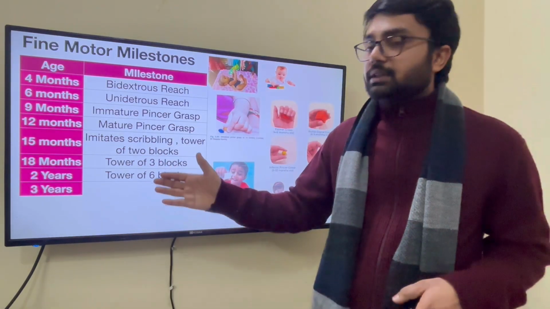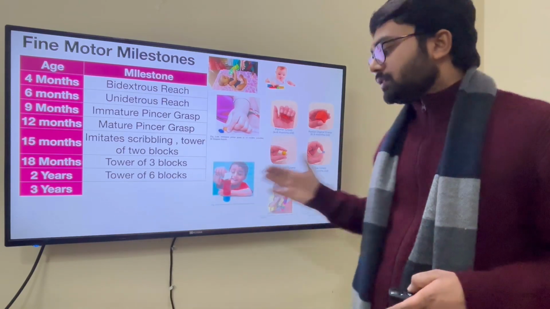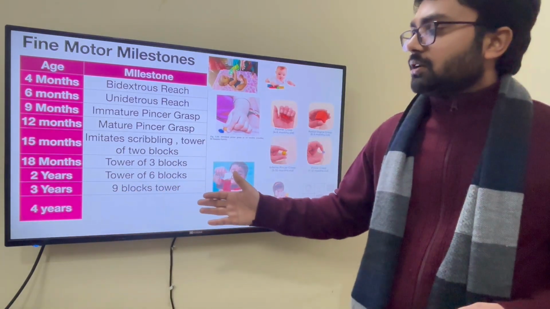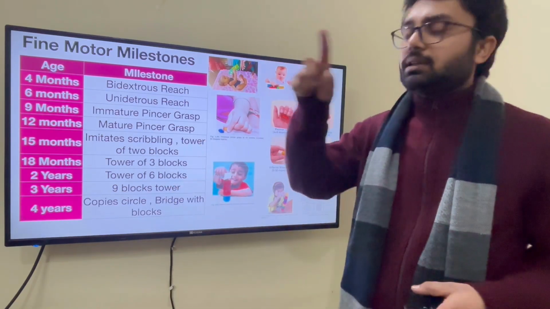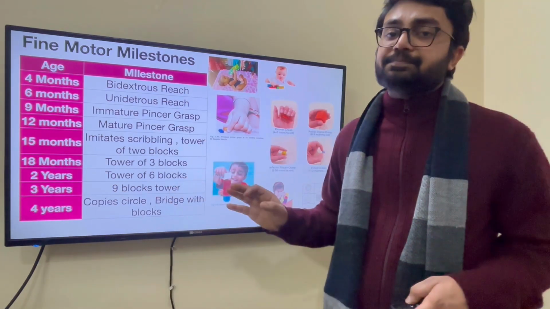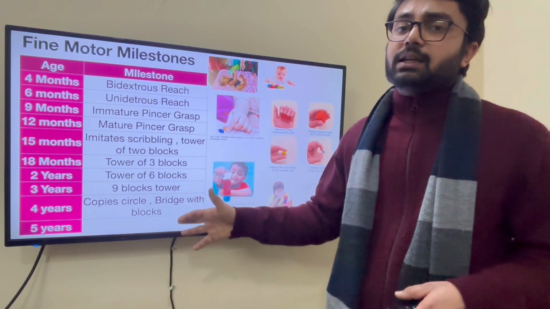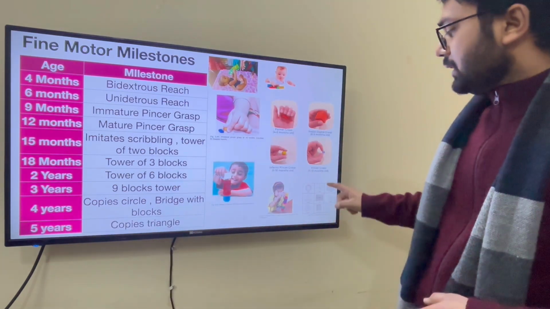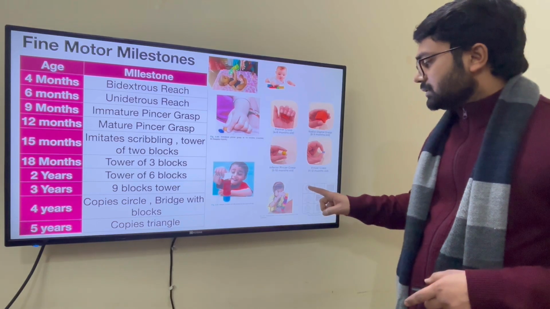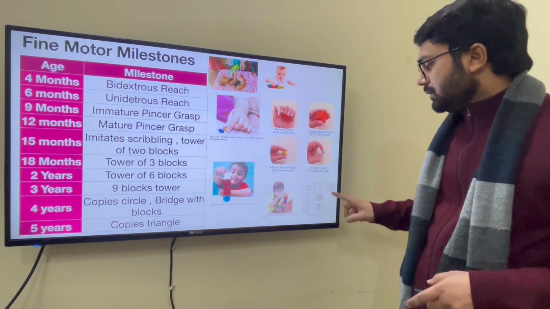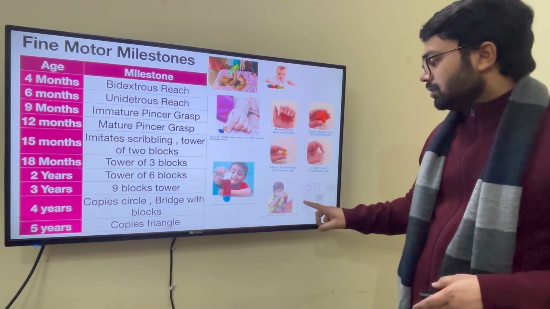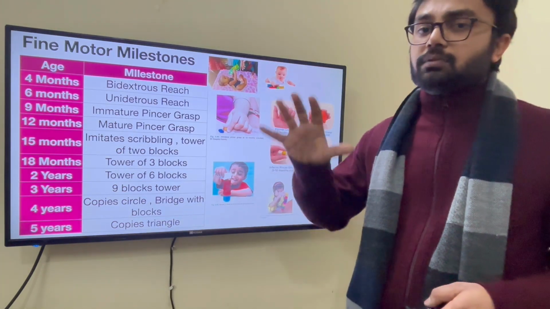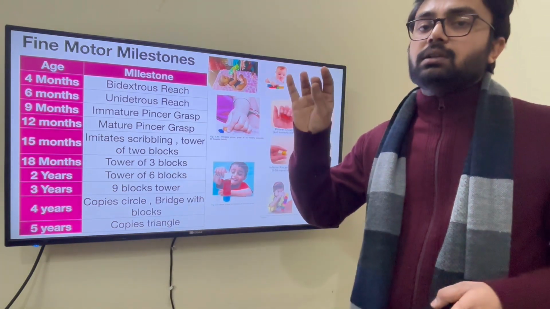And at 3 years, the same child can build a tower of 9 blocks. Now at 4 years, the child can copy a circle, he can bridge with blocks. At 5 years, the child can now draw a triangle or complex things. Like as can be seen here, 3 years circle, 4 years plus, and 5 years he can draw a triangle. Now these were the fine motor skills which involved the distal areas of the muscles involved.